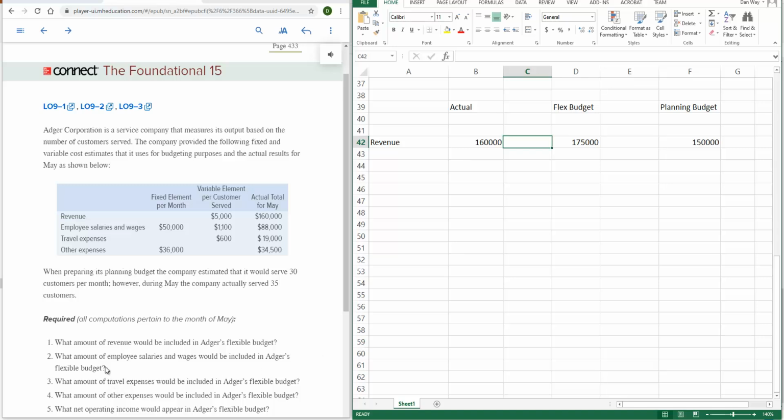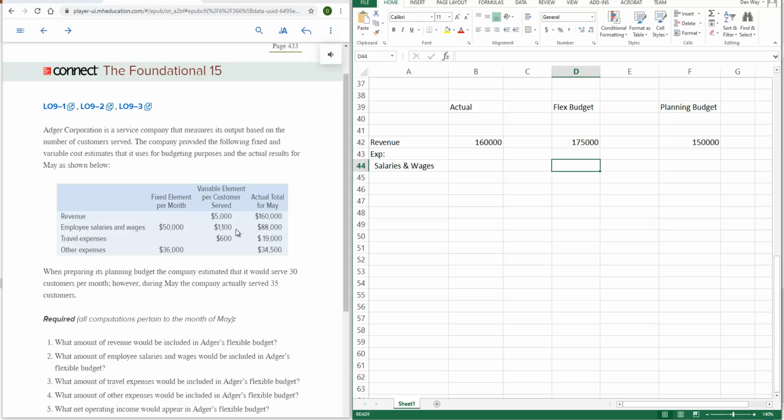The second question asks what amount of employee salaries and wages would be included in the flex budget. So we're going to look at some expenses here next, and since salaries and wages is the first one up, that's pretty good timing for us. So I'll start with the flex since that was the question. We know that this is a mixed cost. There's a fixed component that doesn't change with activity, and then there's a variable component that does.